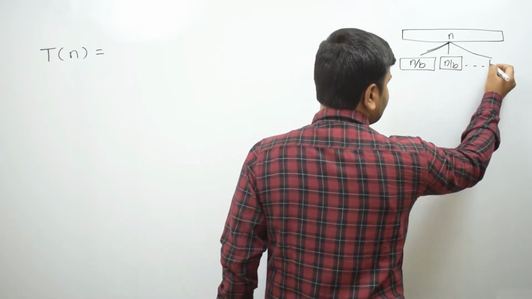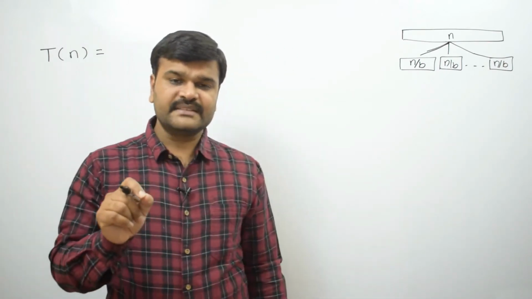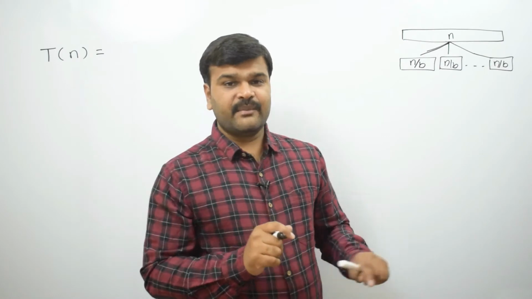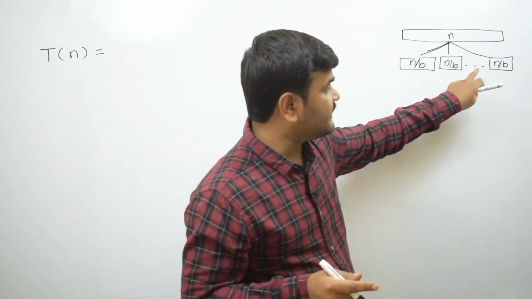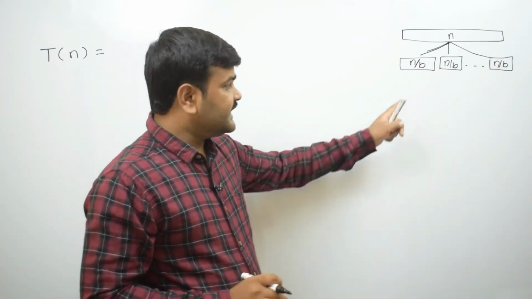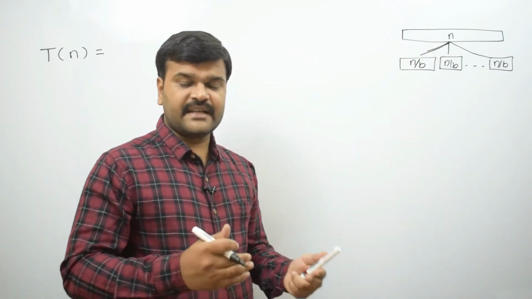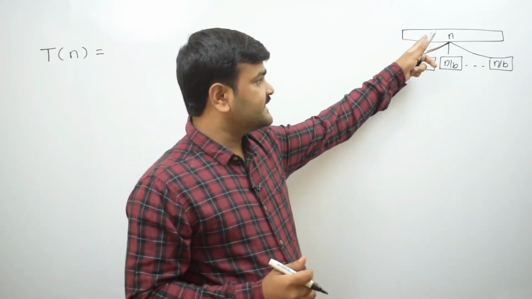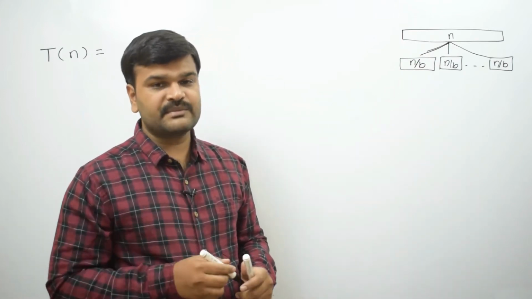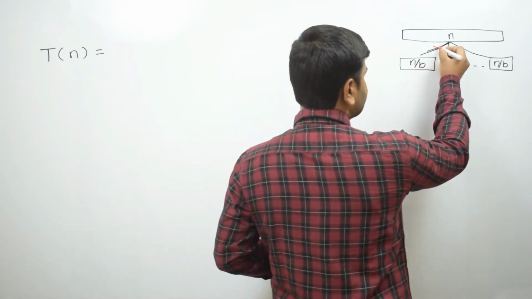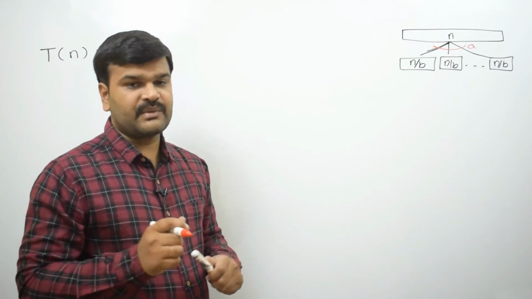Like this you are going to have a set of sub problems, and every sub problem is independent of the others. That means to solve a sub problem, it doesn't have any dependency on other sub problems. Each sub problem size is n by b. So the given size is n, and that n is divided into n by b. Now how many sub problems are there here? Assume that a sub problems are there.